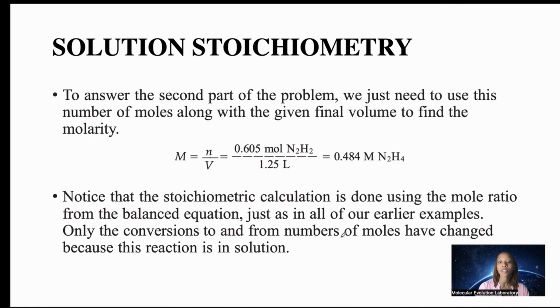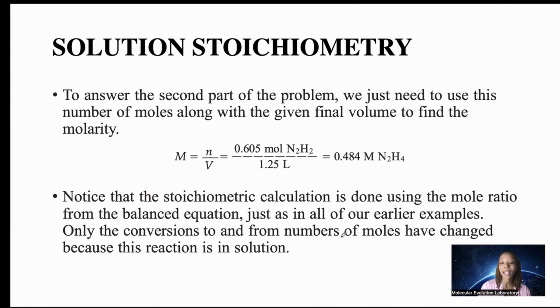To answer the second part of the problem, we just need to use the number of moles along with the given final volume to find the molarity. So the molarity is basically the number of moles over the volume. So the 0.605 mole of hydrazine divided by 1.25 liters gives you 0.484 mole per liter of hydrazine.